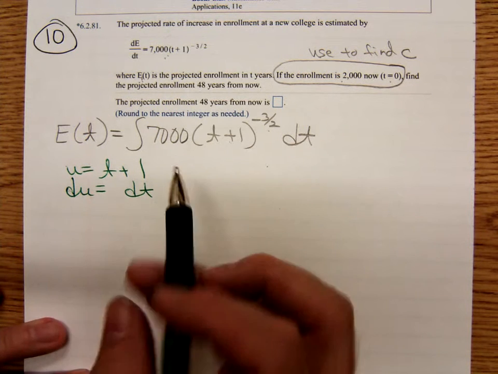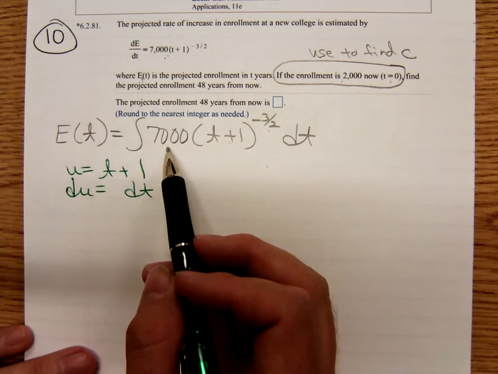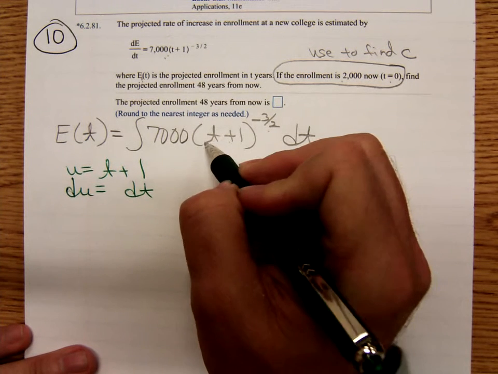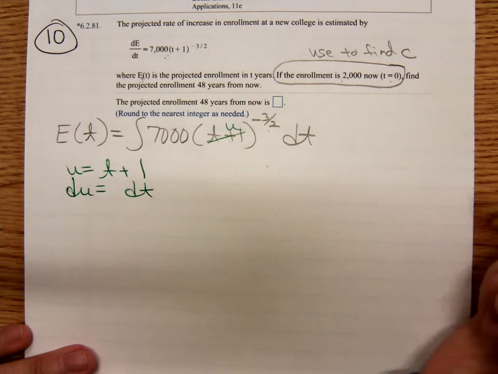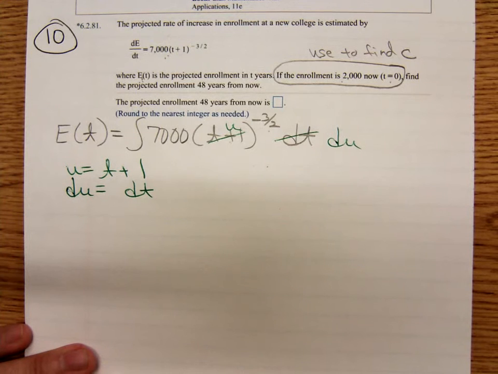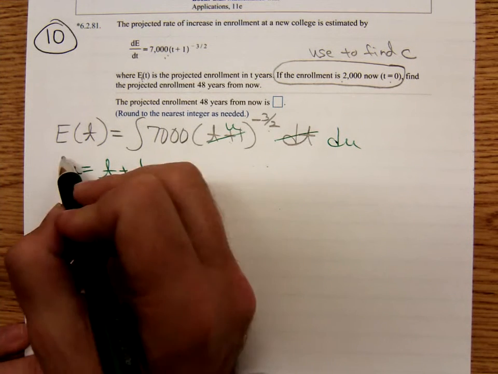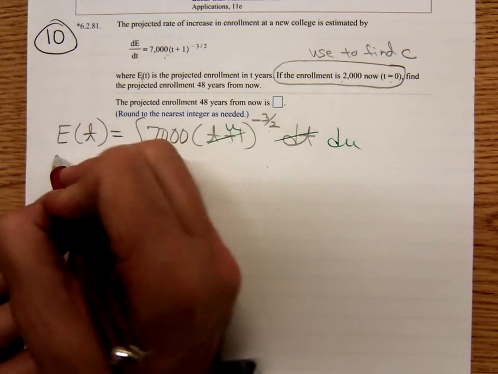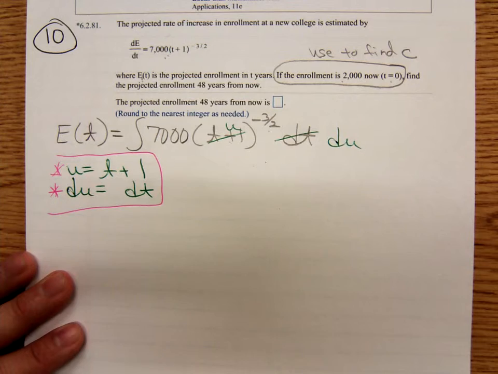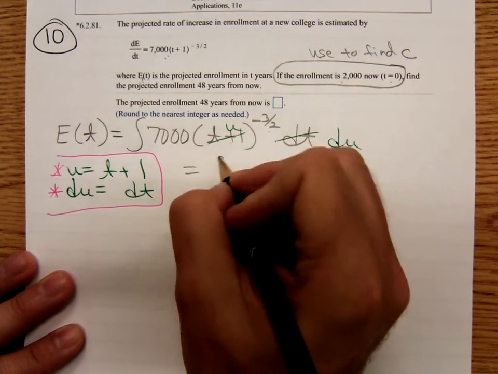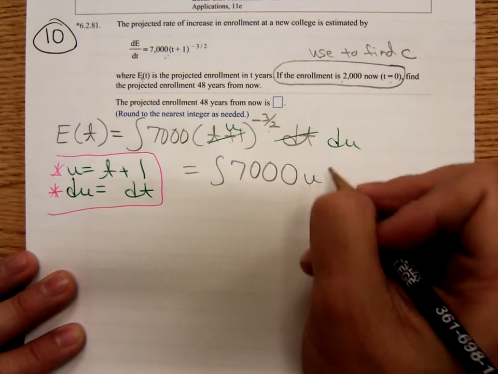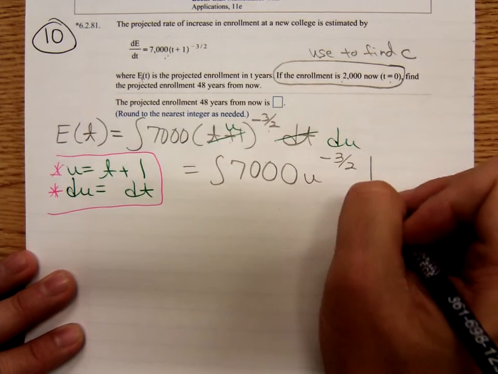Remember, constant factors take care of themselves. We don't have to worry about eliminating constant factors. Only variable factors, t plus 1 is going to become a u, and dt is going to become a du. So we have, let me separate off that, we use those two lines, and that's going to become a 7,000 times u to the negative 3/2 du.